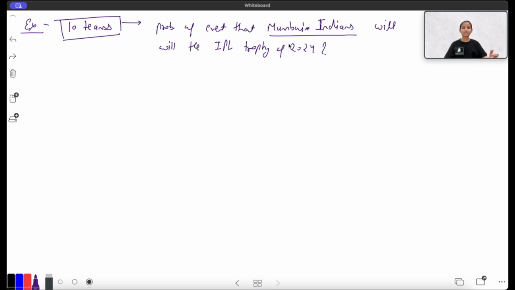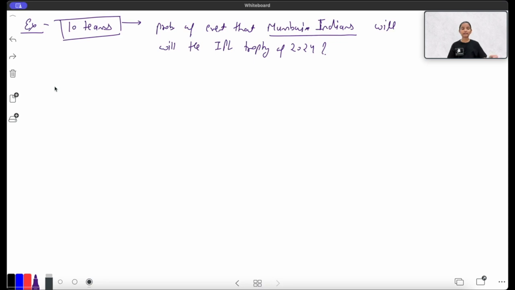I'm just calculating this as an example: what will be the probability of the event that Mumbai Indians will win the IPL trophy. For this scenario, there are 10 teams who are going to compete. Now if we say that each team has an equal chance of winning, that is not true.